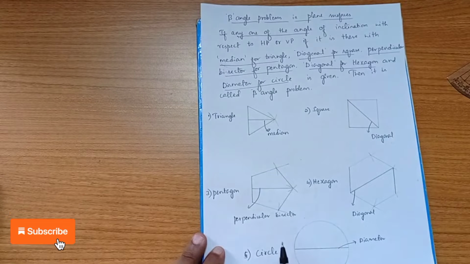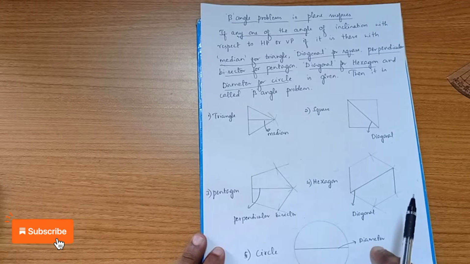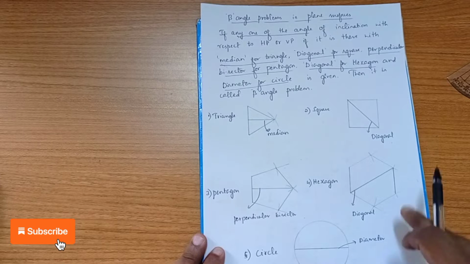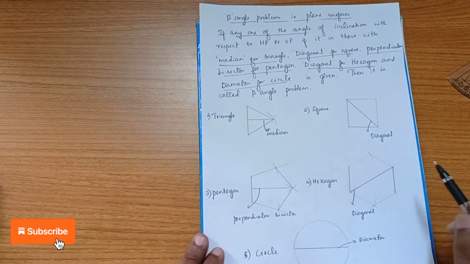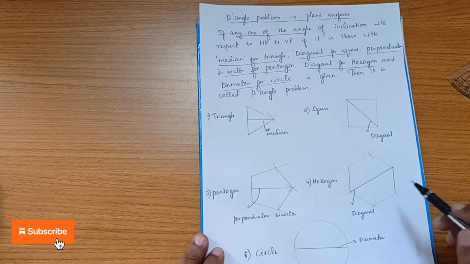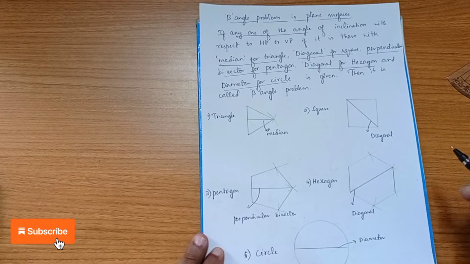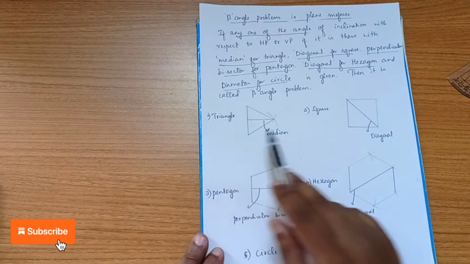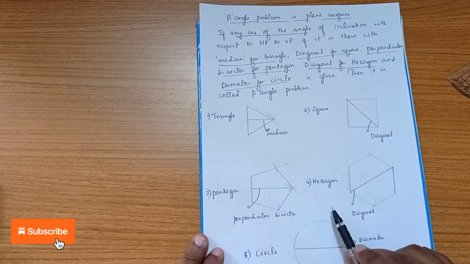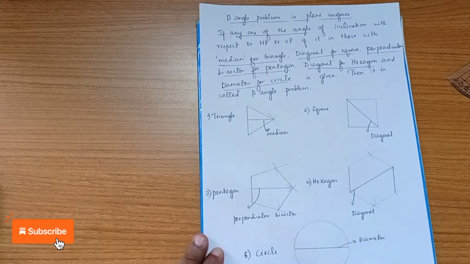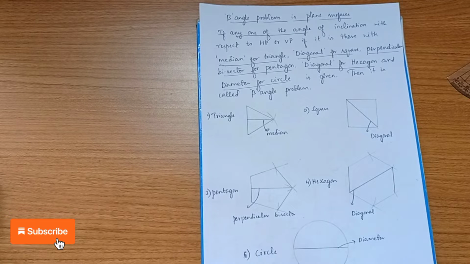Similarly, for the circle, you can see that a diameter will be given. The angle of inclination will be given with respect to the diameter, any one of the angles of inclination, either with respect to HP or with respect to VP. That's how we can identify a beta angle problem. So remember, if any one inclination, either to the HP or to the VP, is mentioned with respect to the median for a triangle, diagonal for a square, perpendicular bisector for a pentagon, diagonal for a hexagon, and diameter for a circle, then it is a beta angle problem.